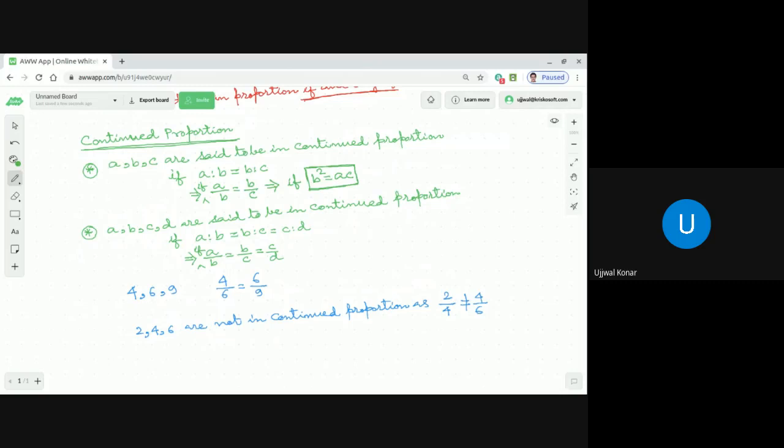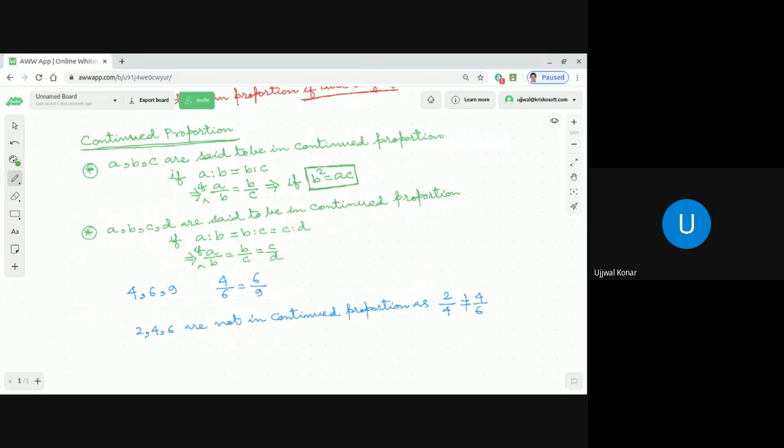In a similar manner, we can say that four quantities A, B, C, and D are in continued proportion if A by B is equal to B by C is equal to C by D. Why is the word continued actually used? Because A is to B and then the next term is B is to C. In case of proportion, we said A, B, C, D are in proportion when A by B is equal to C by D. But here, B is actually getting continued, right?